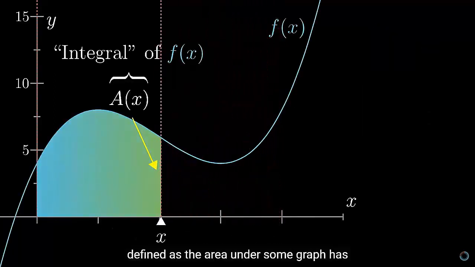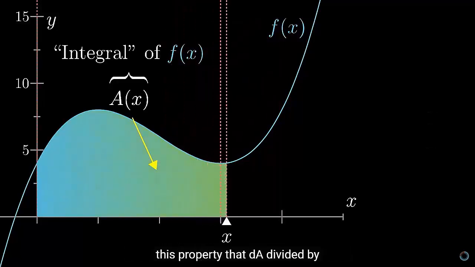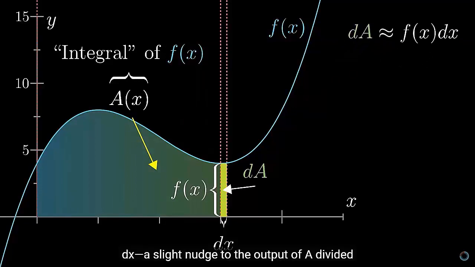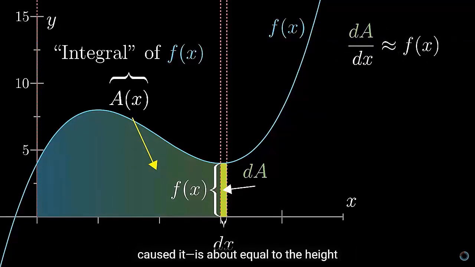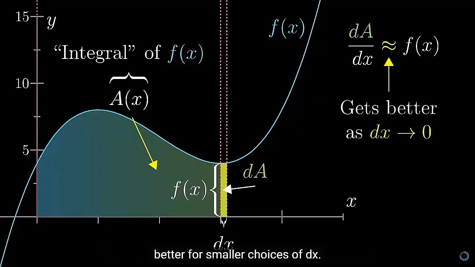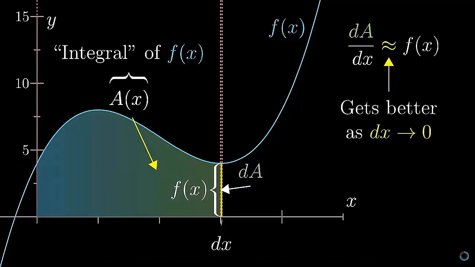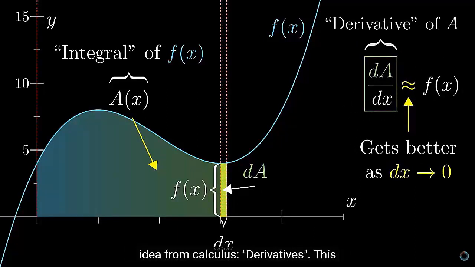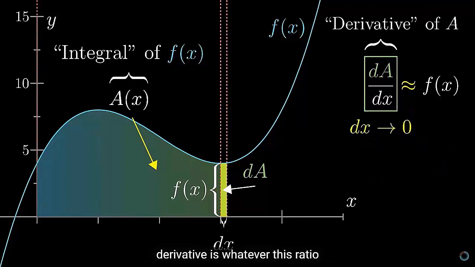And there's nothing special about the graph x squared here. Any function, defined as the area under some graph, has this property, that dA divided by dx, a slight nudge to the output of A, divided by a slight nudge to the input that caused it, is about equal to the height of the graph at that point. Again, that's an approximation that gets better and better for smaller choices of dx. And here, we're stumbling into another big idea from calculus, derivatives. This ratio, dA divided by dx, is called the derivative of A. Or more technically, the derivative is whatever this ratio approaches as dx gets smaller and smaller.